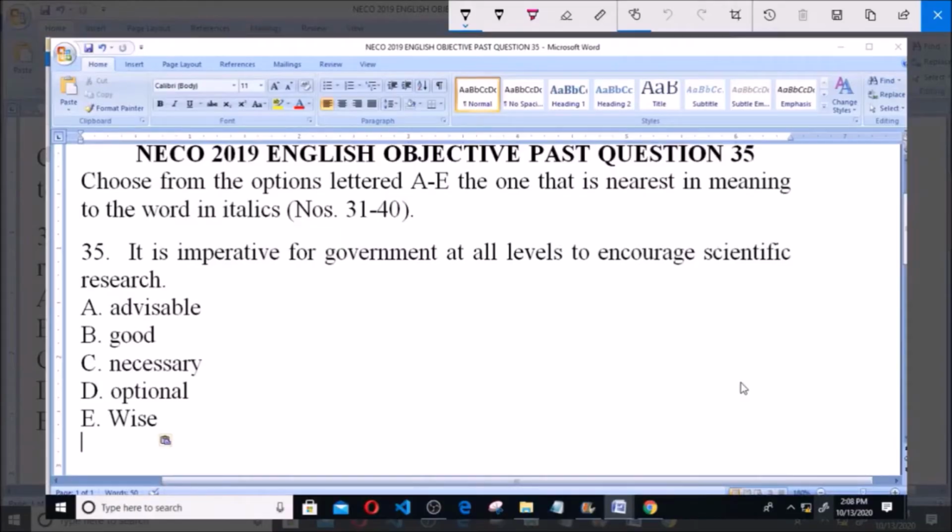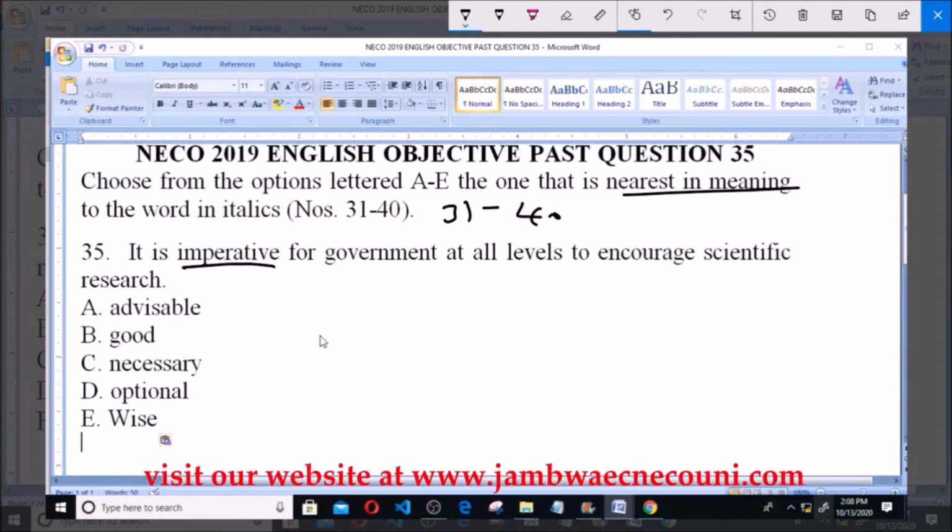Good afternoon, welcome. This is NECO year 2018 English objective past question number 35, and the instruction here says choose from the options lettered A to E the one that is nearest in meaning to the word in italics. This instruction is applicable to questions 31 to 40, and the word that is italicized is imperative. The statement says it is imperative for government at all levels to encourage scientific research.